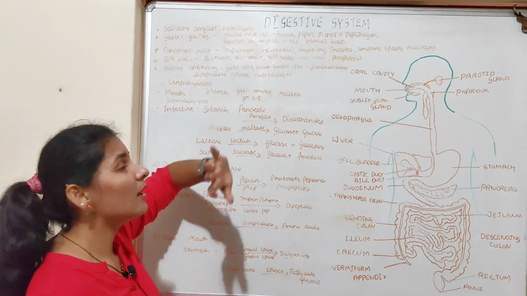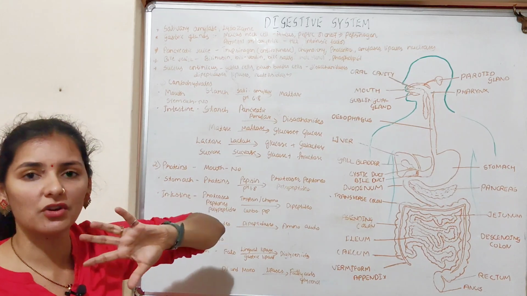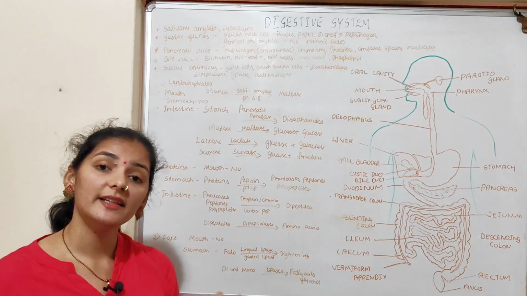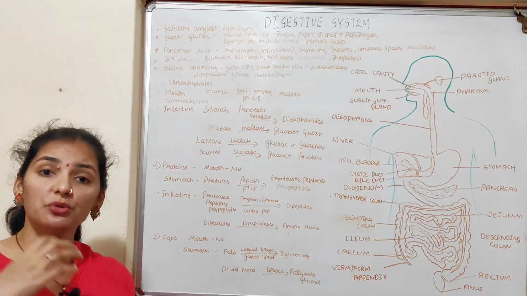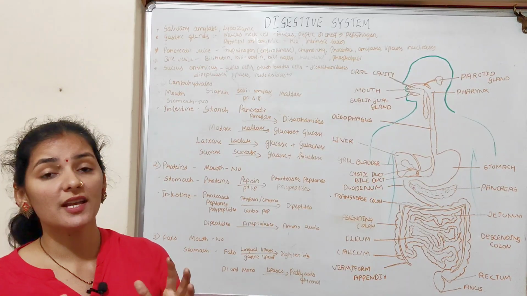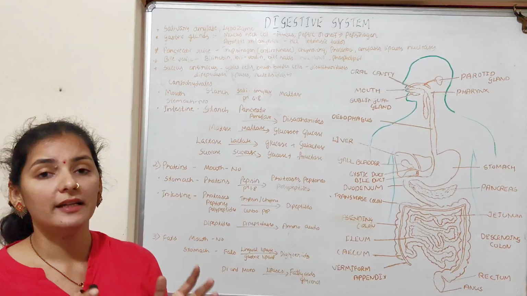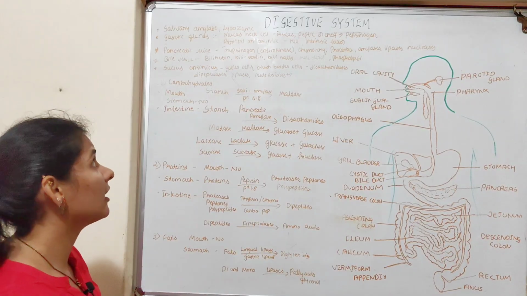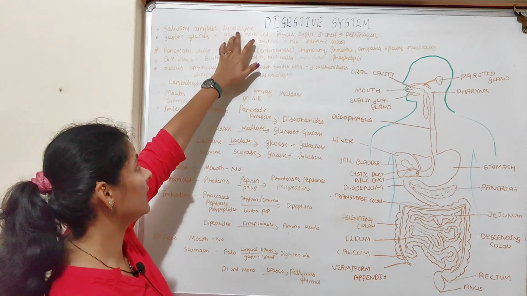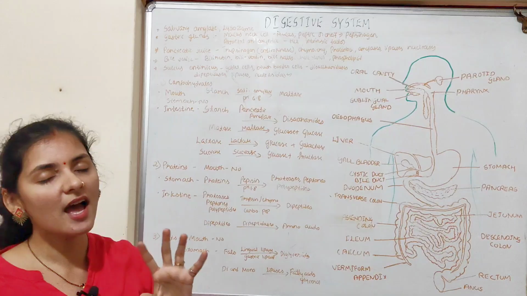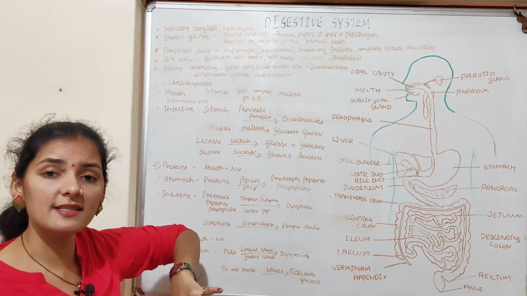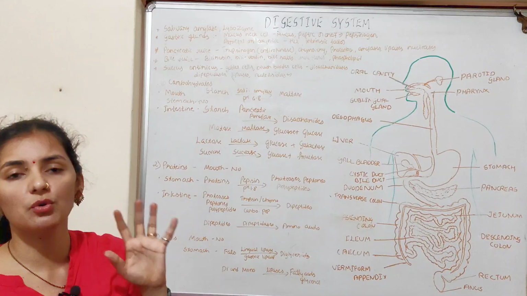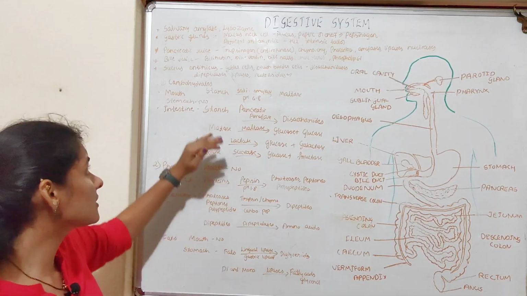Whereas lysozyme is not a hydrolytic enzyme. Instead, it acts as an antibacterial agent which prevents infection, because through the food many infectious agents can enter our body, and these microorganisms are tackled by the enzyme lysozyme, which acts as an antibacterial agent. So salivary amylase is an enzyme which plays a very important role in the digestion of carbohydrate in the mouth.